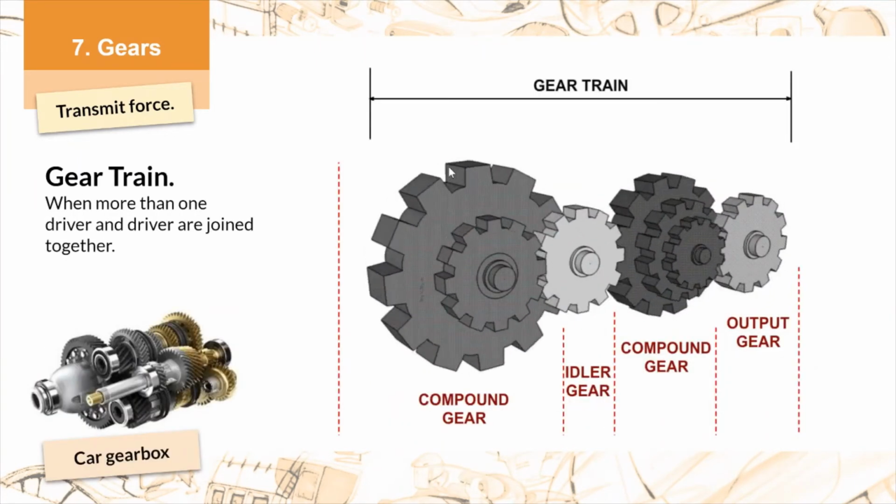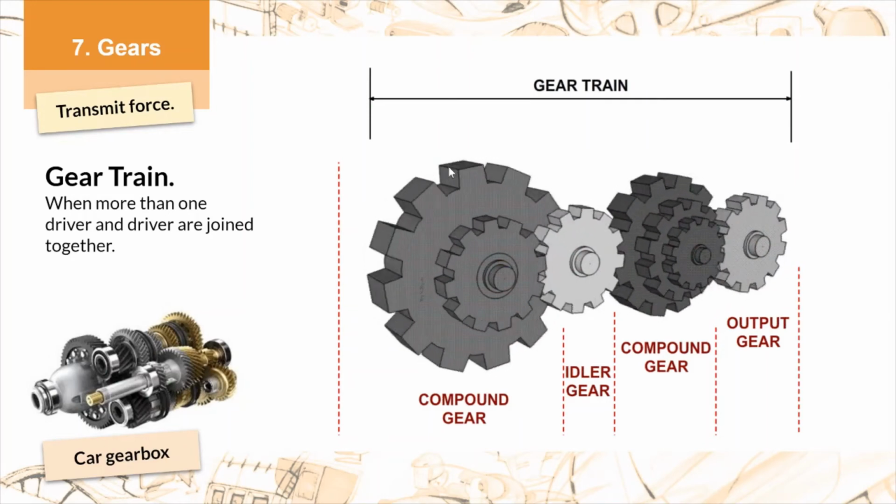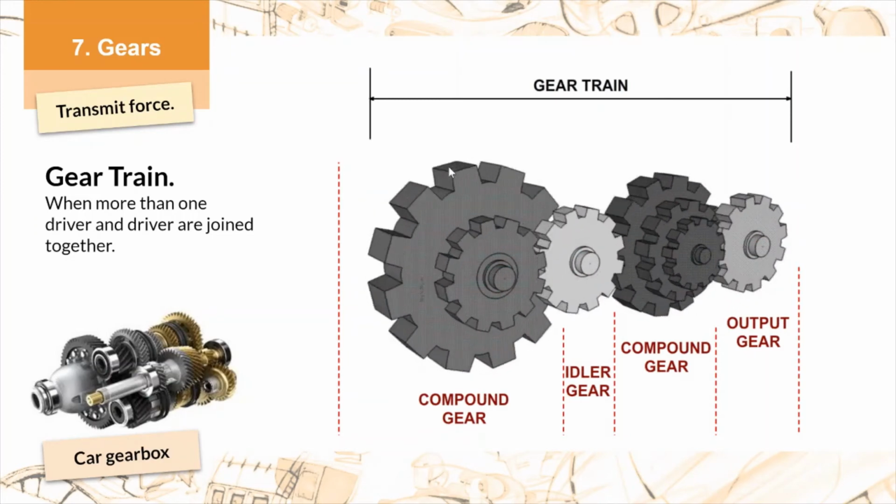When we've got a bunch of gears put together, that's called a gear train. So the gearbox in your car, in the bottom left you can see a photo of a gearbox from something. It looks like something from a car. When you've got a bunch of gears put together, it's called a gear train.